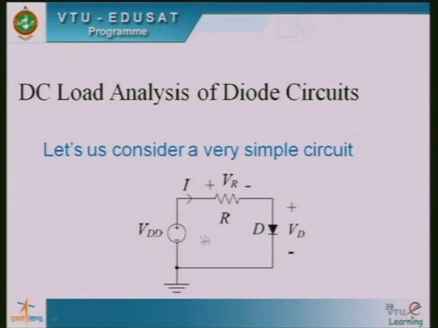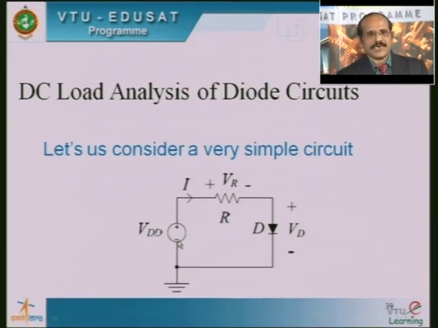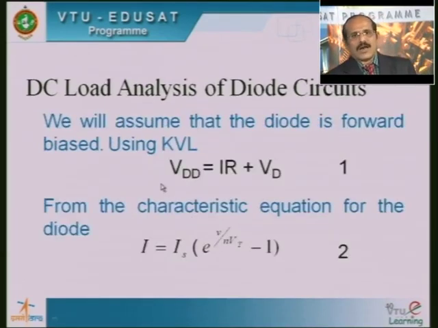Okay. So here you can see that the anode is connected to the positive terminal of the DC supply, whereas the cathode is connected to the negative terminal of the DC supply. Therefore the diode is forward biased here. And if you apply KVL to this, we will get this equation, wherein, using Kirchhoff's voltage law, VDD is equal to I into R plus VD.